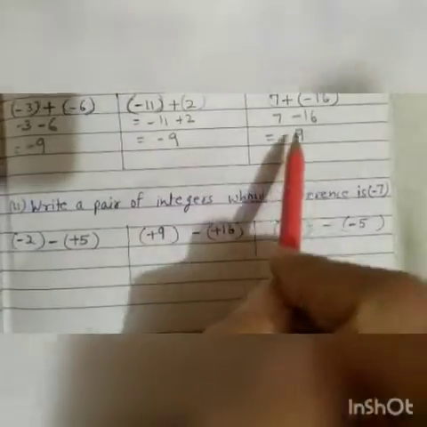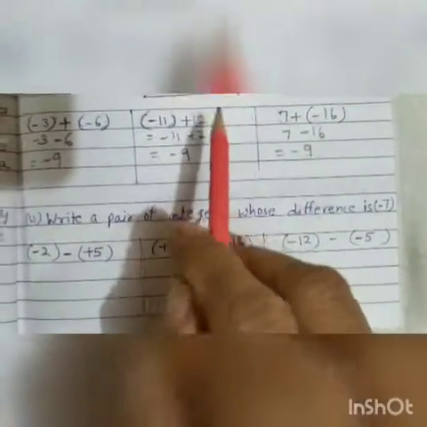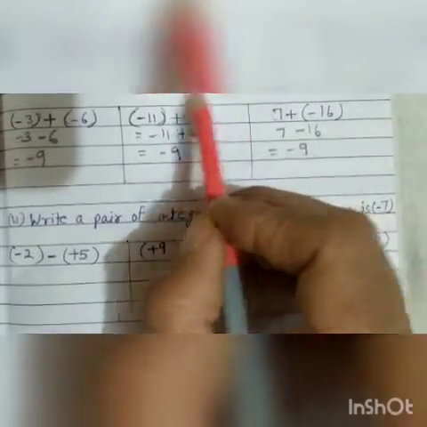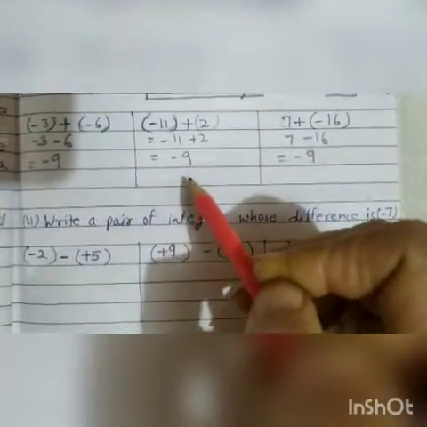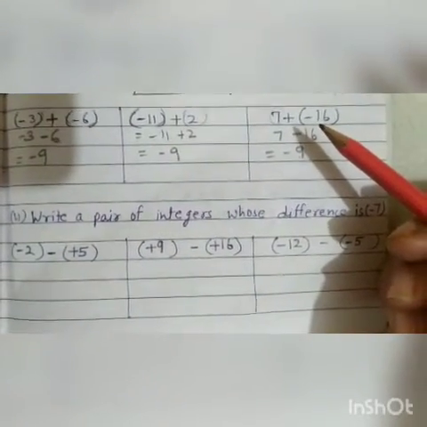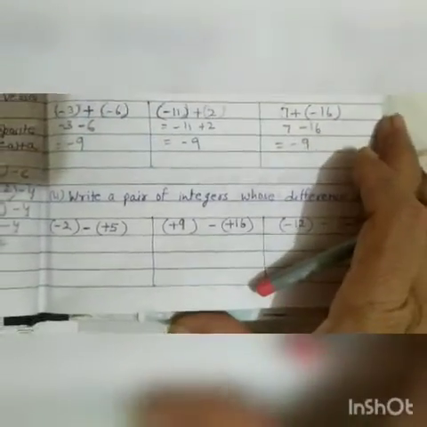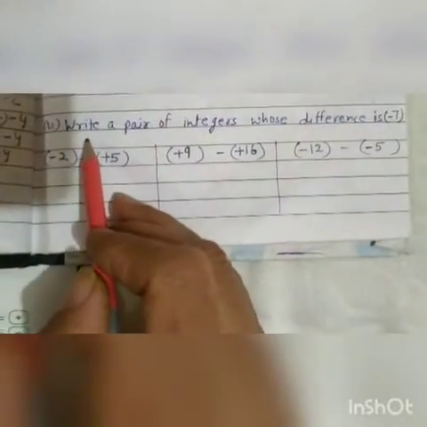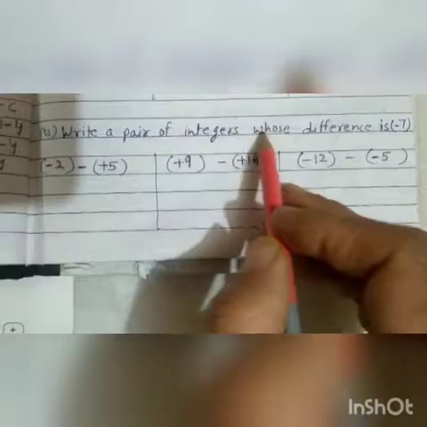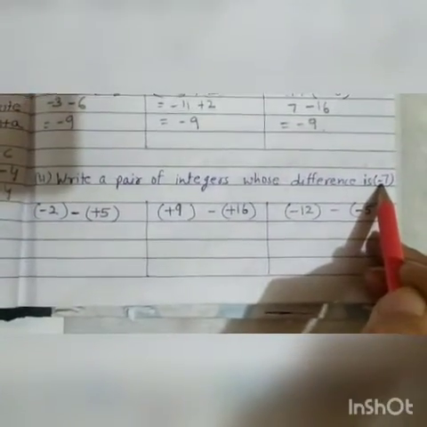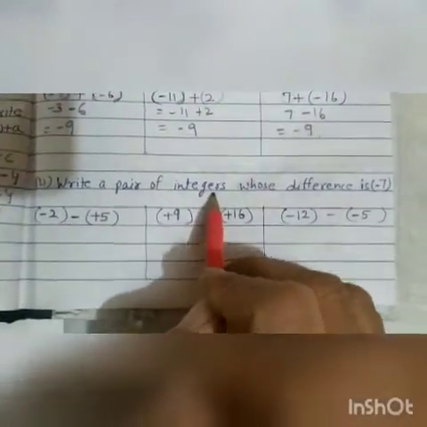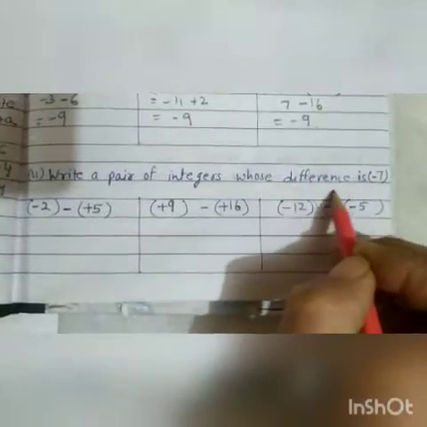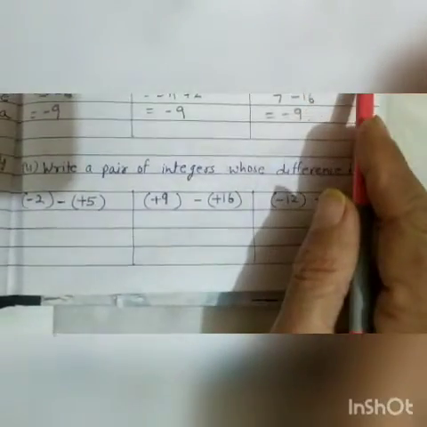So I have given you three answers in which we can write a pair of integers whose sum is minus 9. In the same way, you can also write so many answers, unlimited answers. Now come to the second part. Write a pair of integers whose difference is minus 7. What is the difference between this question and the previous one? Here their difference should be minus 7, there their sum should be minus 9.